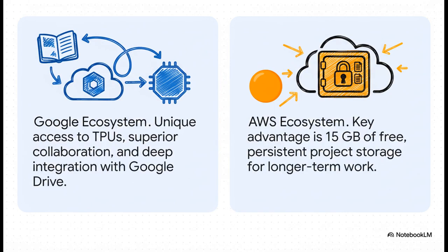Okay, what about its biggest rival, Amazon's SageMaker Studio Lab? This one is really a battle of the tech giants. Colab is plugged right into the Google ecosystem, Drive, GitHub, and it gives you that unique access to TPUs. SageMaker's killer feature, though, is that it gives you 15 gigabytes of persistent storage for free. And that is a huge deal if your projects last more than a few hours.